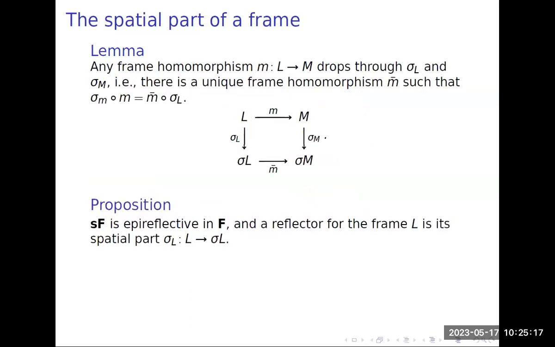Now this is actually a functor, which means that it respects the maps. That is to say, any frame homomorphism, L to M, drops through the spatial nuclei to give a map M bar, which makes the diagram commute. So this passage to the spatial part is actually a reflection, and the nucleus is the reflector for the given frame. So it's a very nice situation.